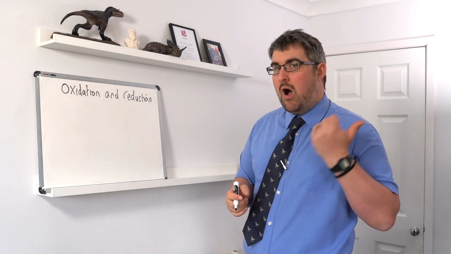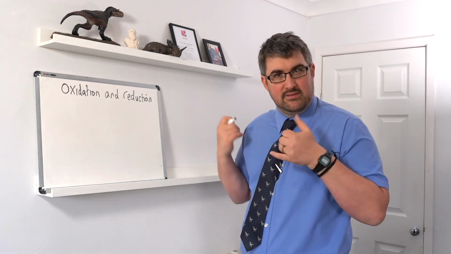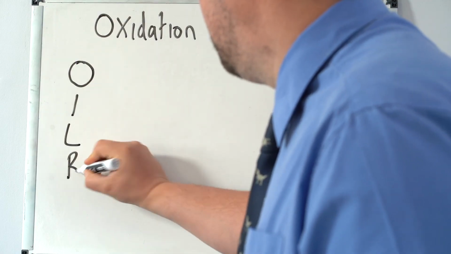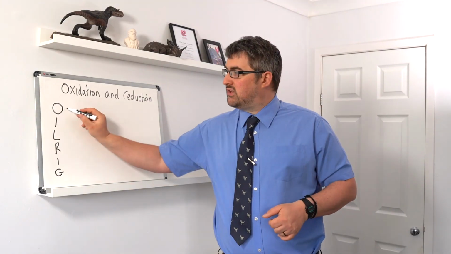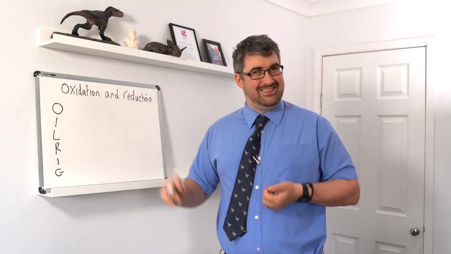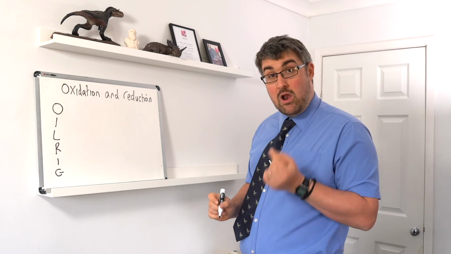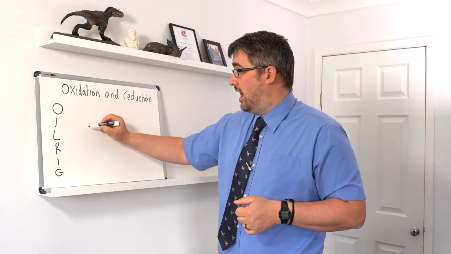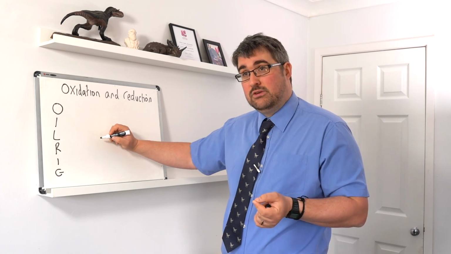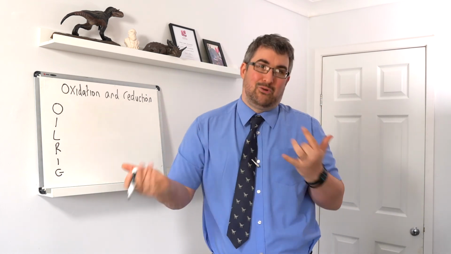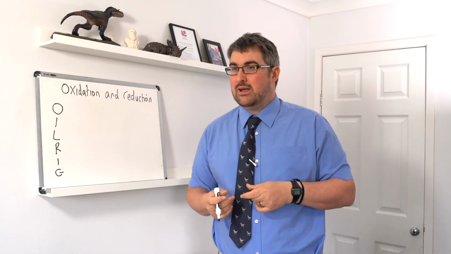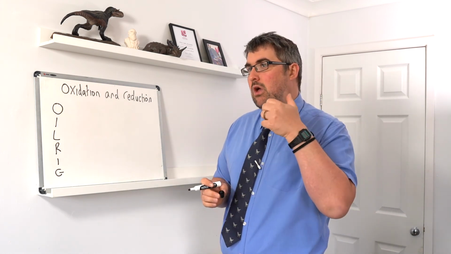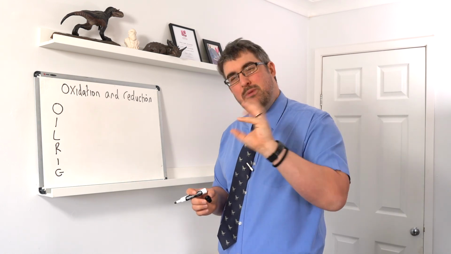And the best way I have of remembering this is a mnemonic called OIL RIG. Oxidation is loss, reduction is gain. Now that applies to electrons and hydrogen atoms, but you get the opposite with oxygen, which makes things a little bit more complicated. Generally speaking, in biology, we're only ever really looking at electrons and hydrogen, but bear that in mind.